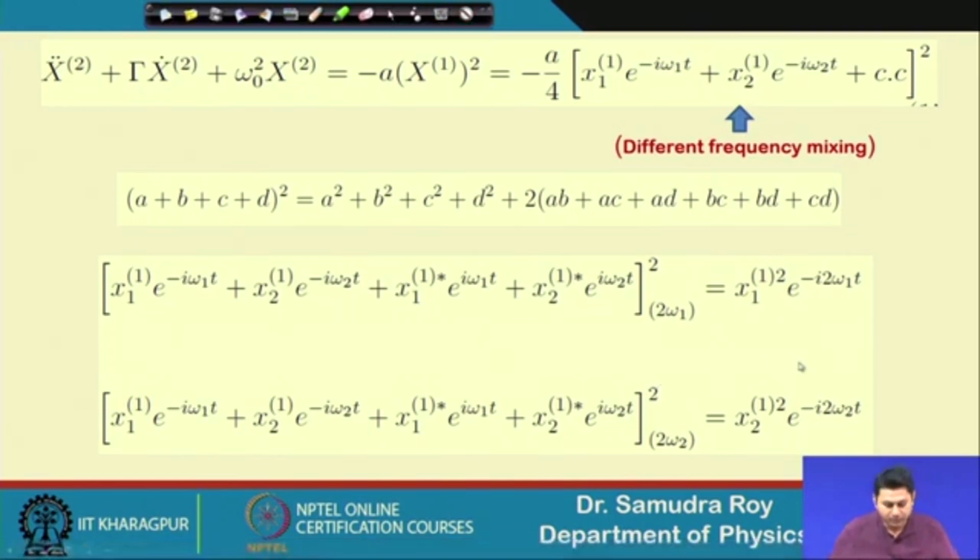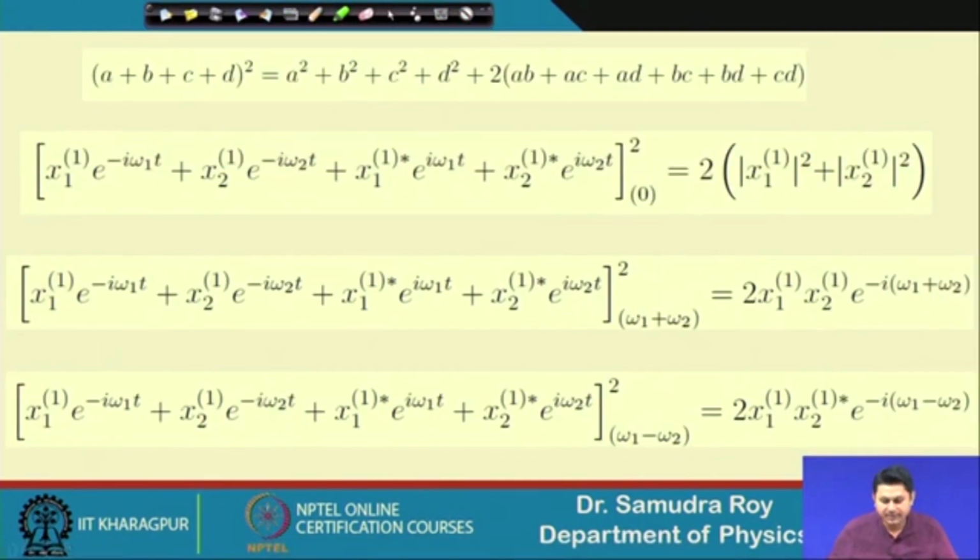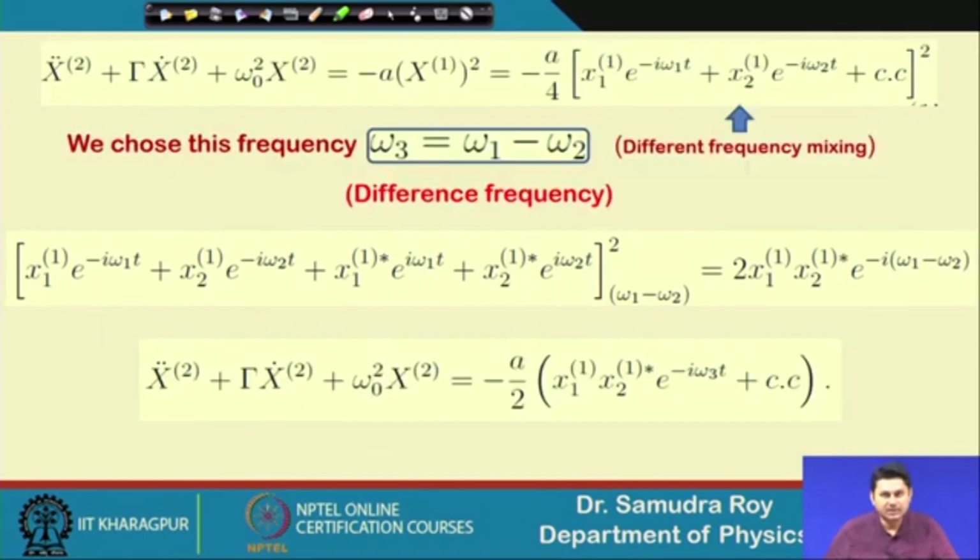Okay. So, in the next slide, the same thing: the 0 frequency, omega 1 plus omega 2 frequency, omega 1 minus omega 1 frequency. So, I just extracted the different frequency components, and how the amplitude will be on the right hand side. And then finally, we choose a frequency and try to find the value of x2, for which the vibrating frequency is omega 3, which is nothing but the difference between omega 1 and omega 2.